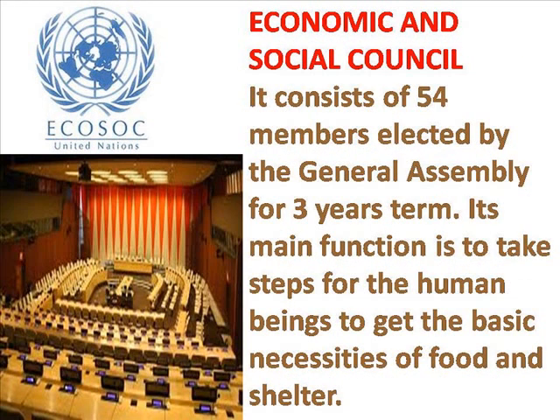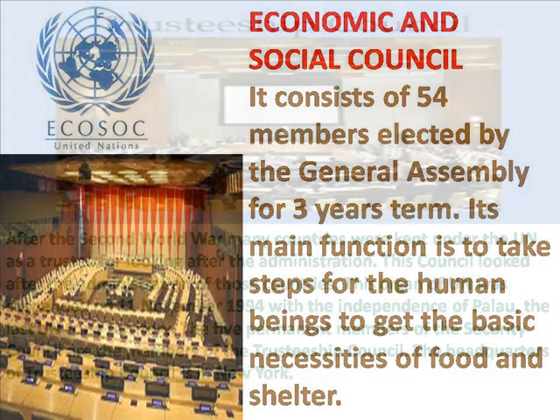Next organ is Economic and Social Council. It consists of 54 members elected by the General Assembly for 3 years term. Its main function is to take steps for the human beings to get the basic necessities of food and shelter.